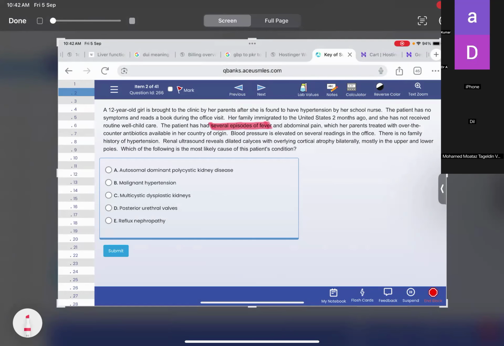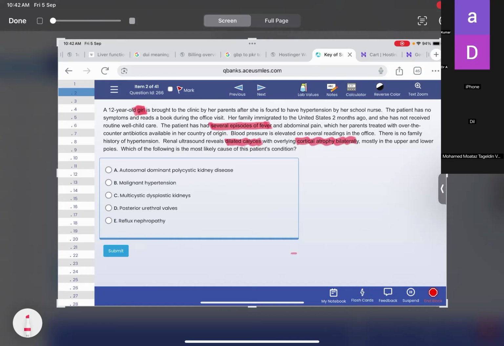Blood pressure is elevated on several readings in the office. There is no family history of hypertension. Renal ultrasound revealed dilated calyces with overlying cortical atrophy bilaterally, mostly in the upper and lower poles. Which of the following is most likely the cause of this patient's condition?